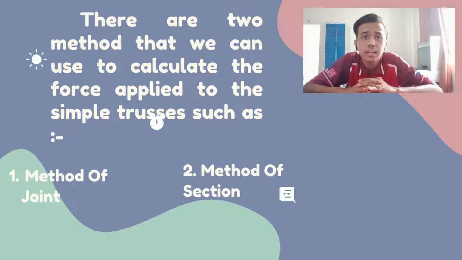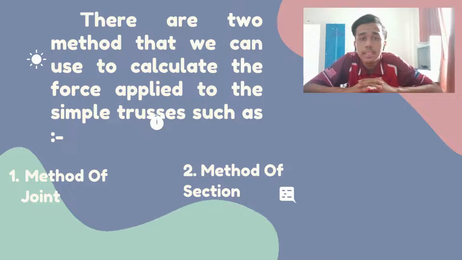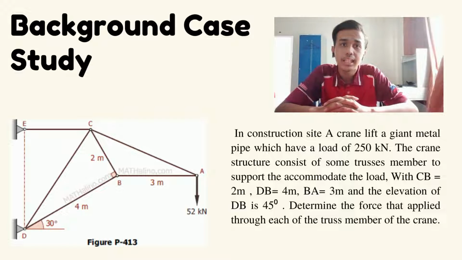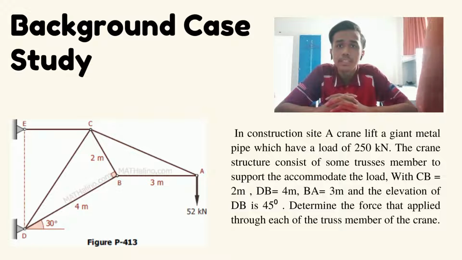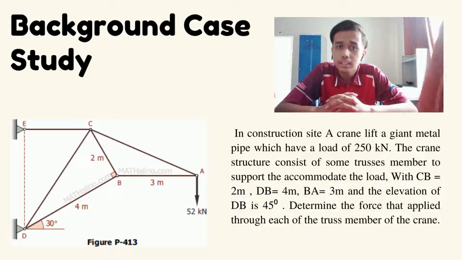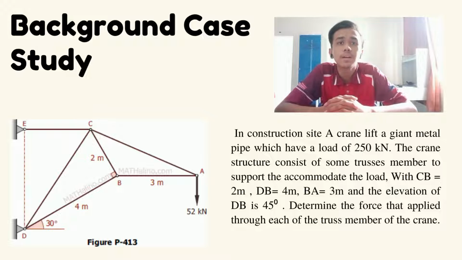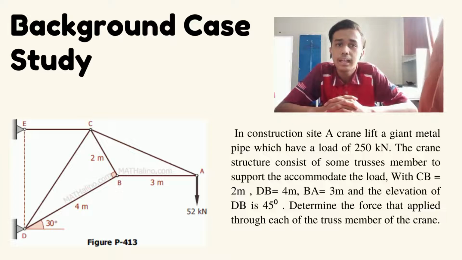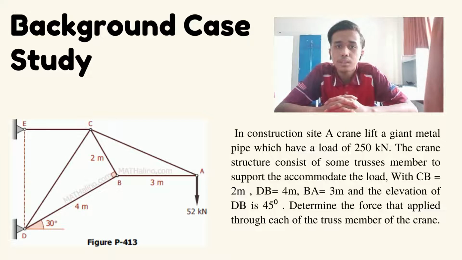So these trusses we can calculate in two methods, which are the method of joints and the method of sections. So the question is: at a construction site, a crane lifts a giant metal pipe which has a load of 250 kilonewtons. The crane structure consists of some truss members to accommodate the load, with the length of CB equal to 2 meters, DB equal to 4 meters, and BA equal to 3 meters, and the elevation of DB is 45 degrees. Determine the force that applies to each of the truss members of the crane.